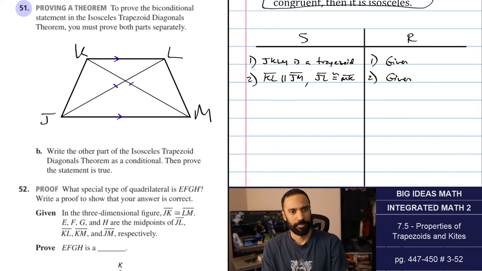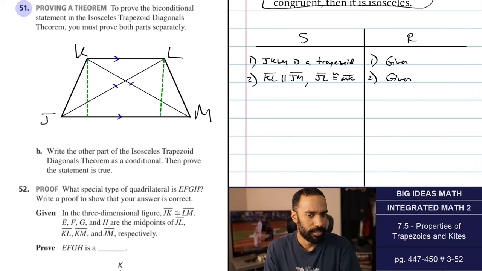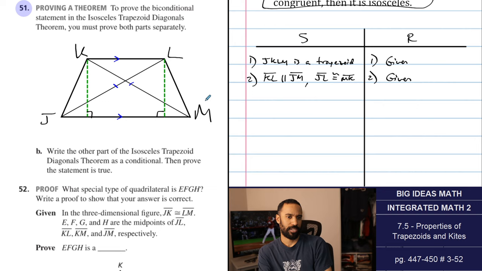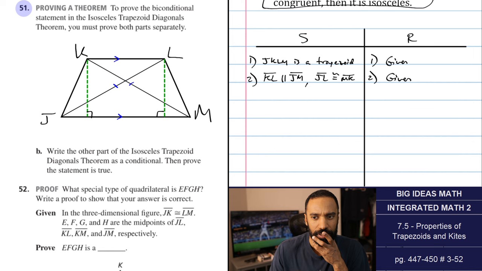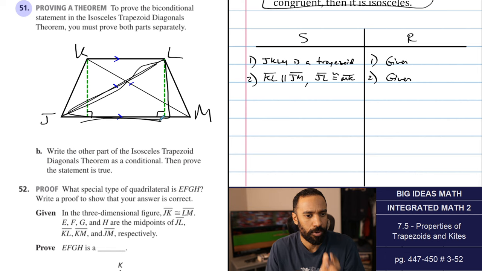The reason why I want to do the altitudes is to make a rectangle. If I draw an altitude here and an altitude here, then I've made a rectangle, and the rectangle can tell me parts that are congruent here and right angles. I kind of want to do an HL thing. I want to say that that triangle is congruent to that triangle by HL.